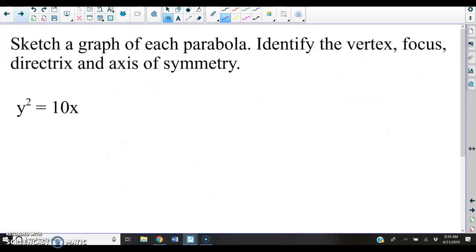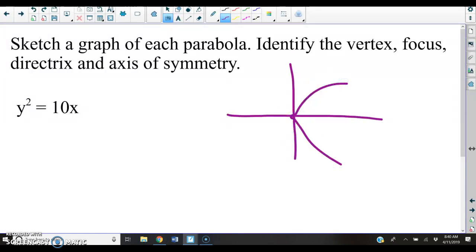All right. So now we want to sketch a graph of each of these parabolas. I have several examples here. Okay. When I look at this, I got a y squared, so I know it's going to go right and left. So my vertex right now is going to be at 0, 0. It's going to go that way somehow. That might be way too wide, might not be wide enough. But I'm going to figure out what my value of p is.